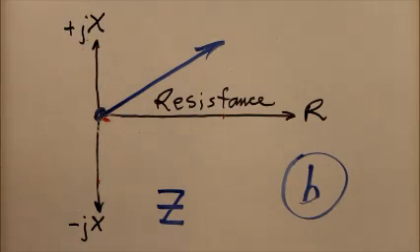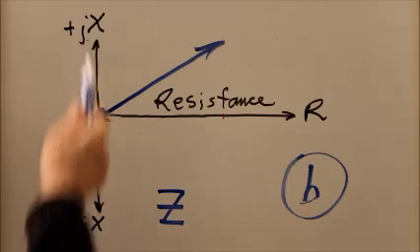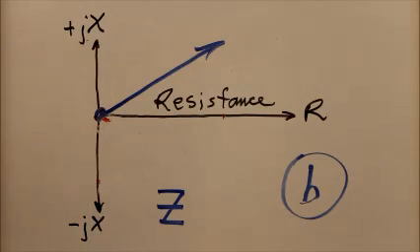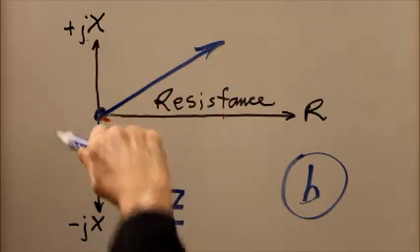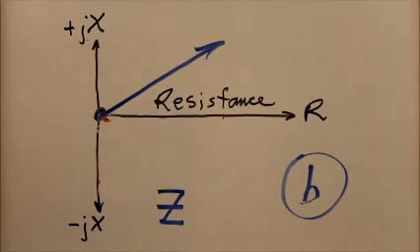Reciprocals, when we go with imaginary numbers, reverse the sign. So negative becomes positive, positive becomes negative. This is inductive reactance. That would be capacitive reactance. So the vector for the same component in the complex impedance plane would point upwards and to the right.